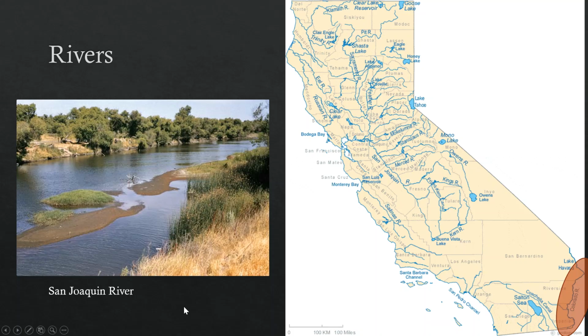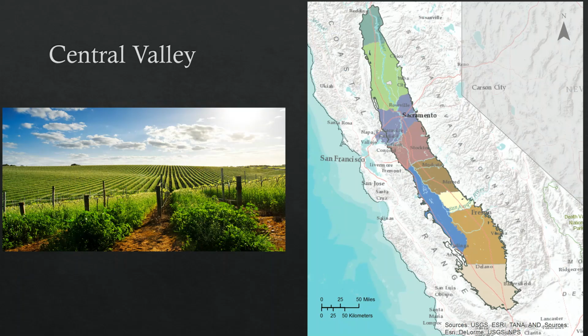But these rivers and also groundwater has kind of allowed us to grow a ton of food in California, particularly in the Central Valley, right? We have this water availability, and we have climate year-round. You can grow crops year-round here.